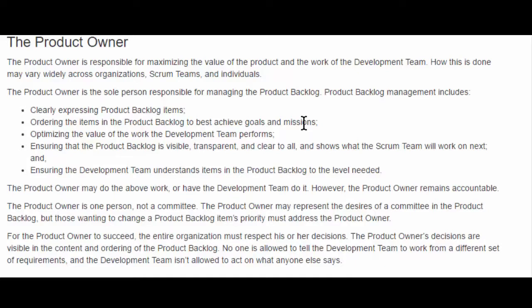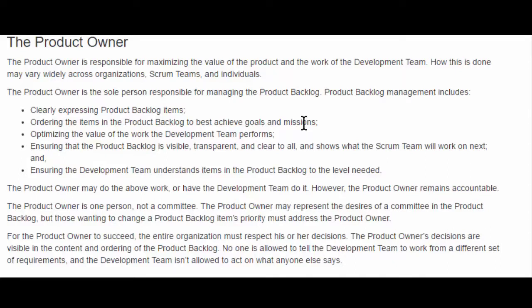The final paragraph is about authority. It's critical that the product owner is a person who is respected by the entire organization. The product owner is not a person who can be second-guessed or overruled. If that's happening, that's a learning edge for the entire organization. Does the entire organization understand that the product owner is the person who is responsible for backlog management and interacting with the team? The development team can't work off another set of requirements.